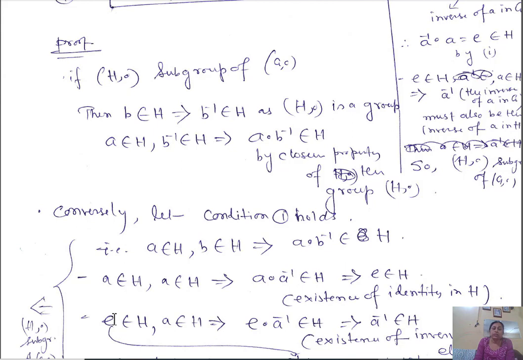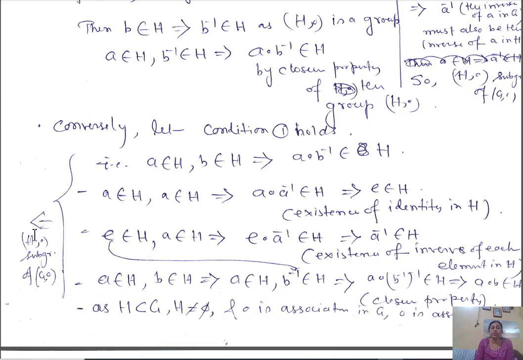Now inverse. So E belongs to H. Here you take this E and this A. E belongs to H, A belongs to H. So E composition A inverse also belongs to H. That means A inverse belongs to H. So inverse exists for each element in H, the identity element exists, and associativity also holds. Okay, HO is a subgroup of GO.